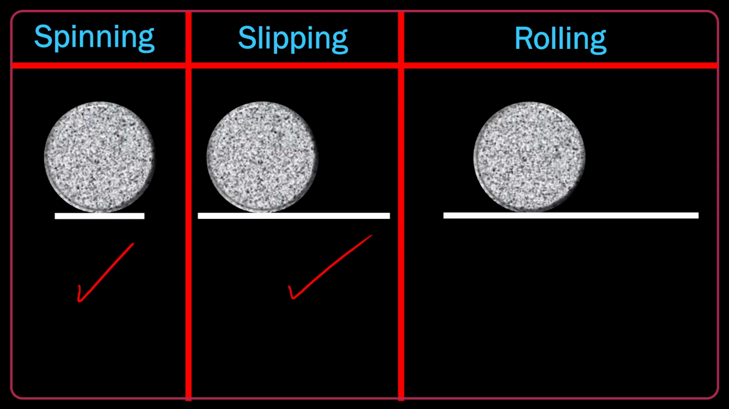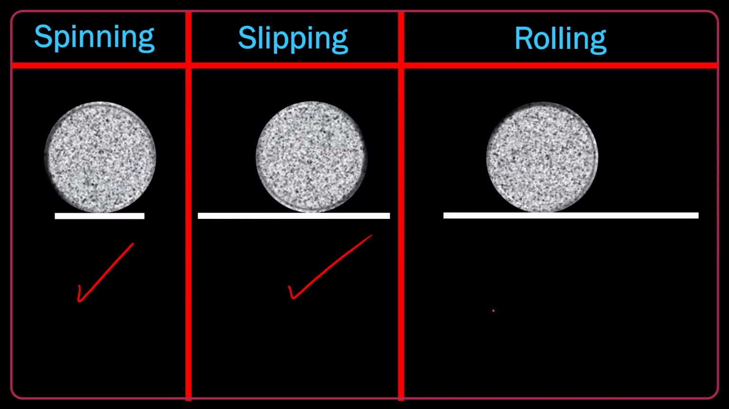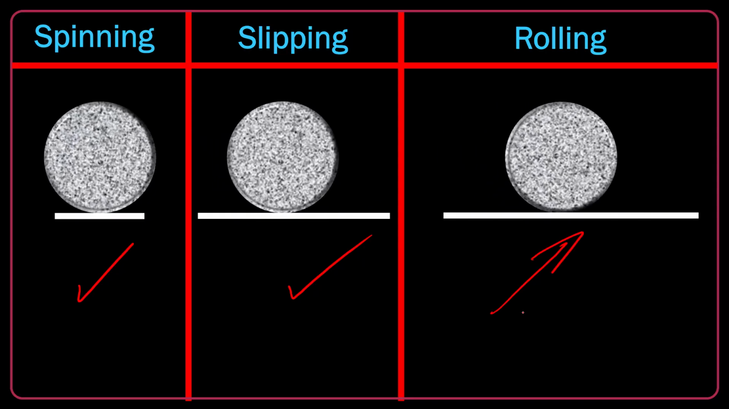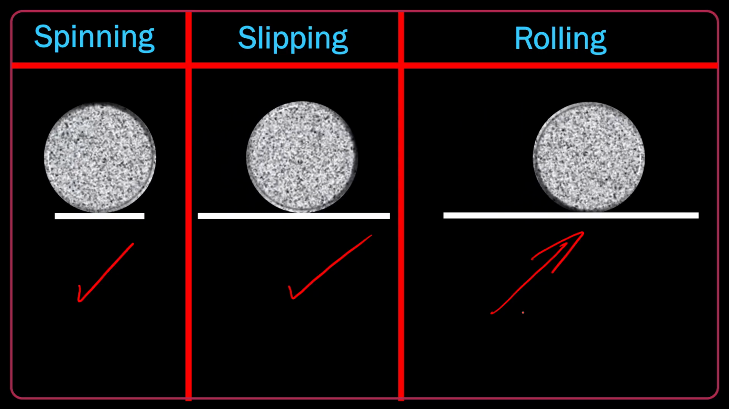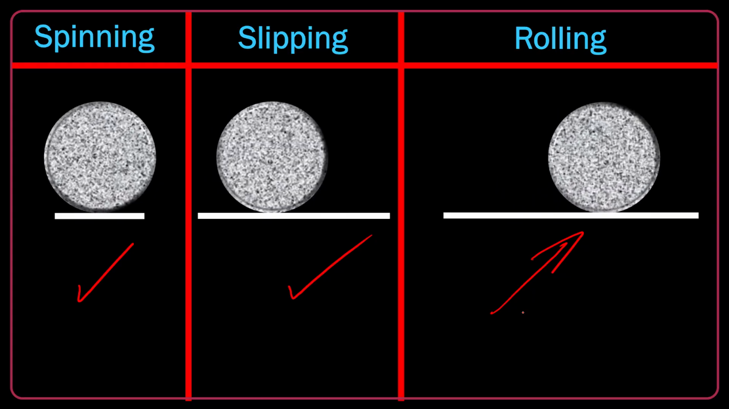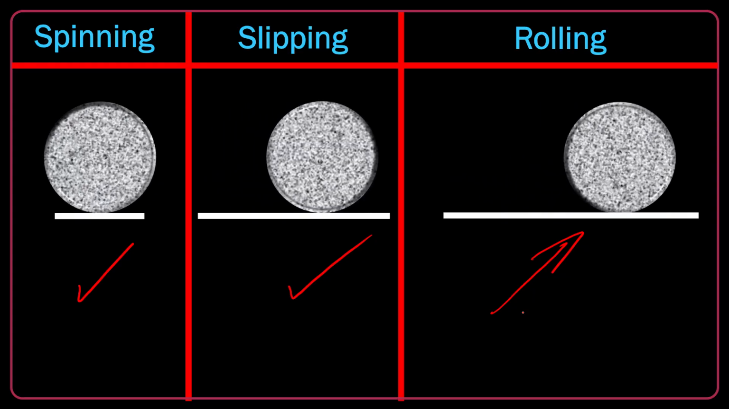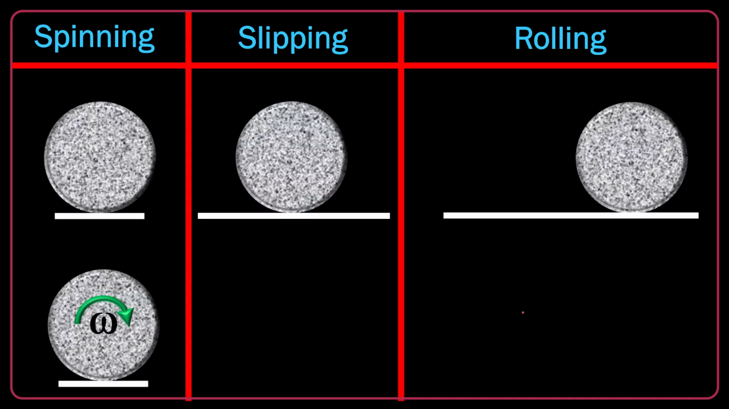slipping. This means that the bottom point of the object, which is always in touch with the ground, doesn't have any relative motion to the ground. It's always at rest relative to the ground. It's very important. Okay, let's go back to spinning.